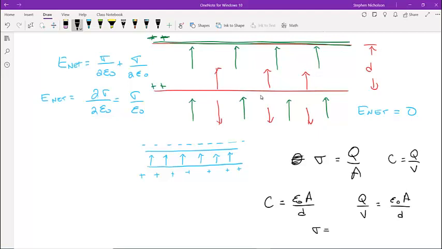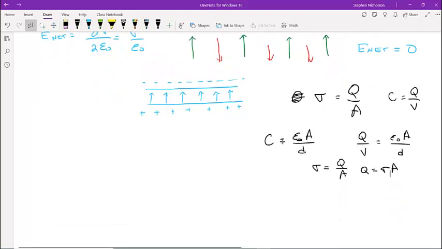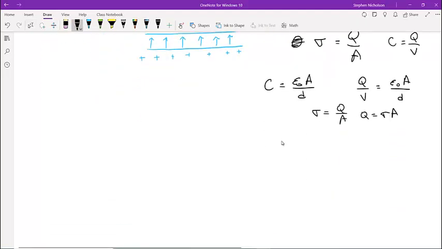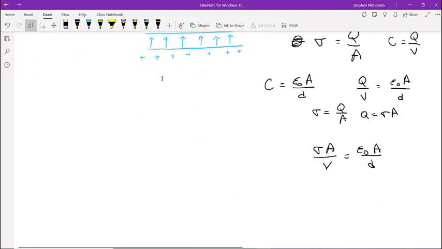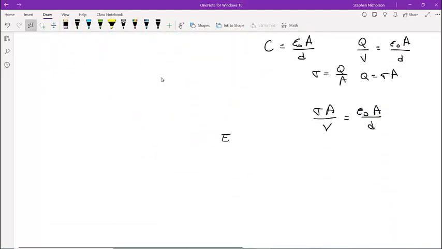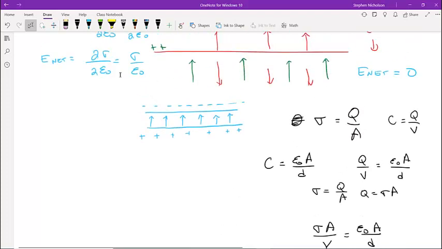But sigma is Q over A, or Q is equal to sigma times A. So if I plug that in here, I'll get sigma A for Q over V is equal to epsilon 0 A over D. And what else do we have? We have something else here. We have this one, the electric field. The electric field is equal to sigma over epsilon.